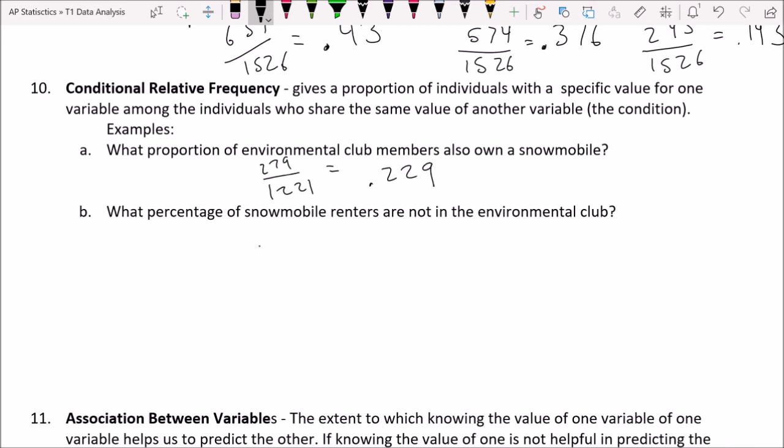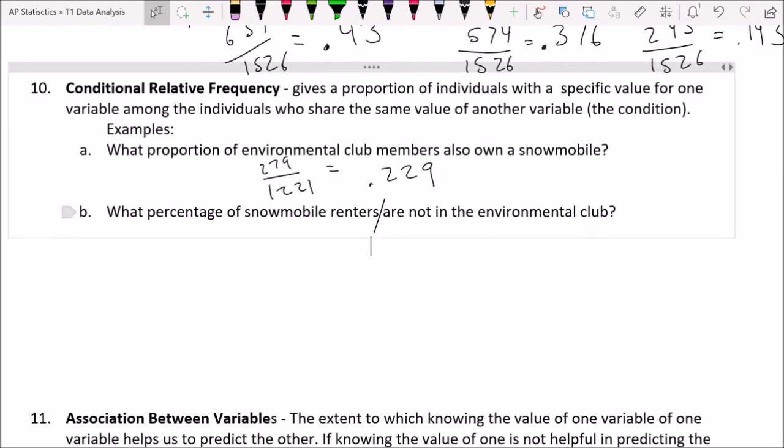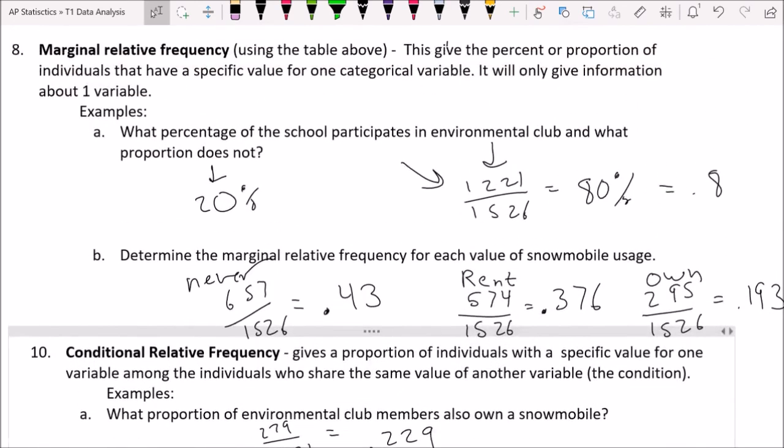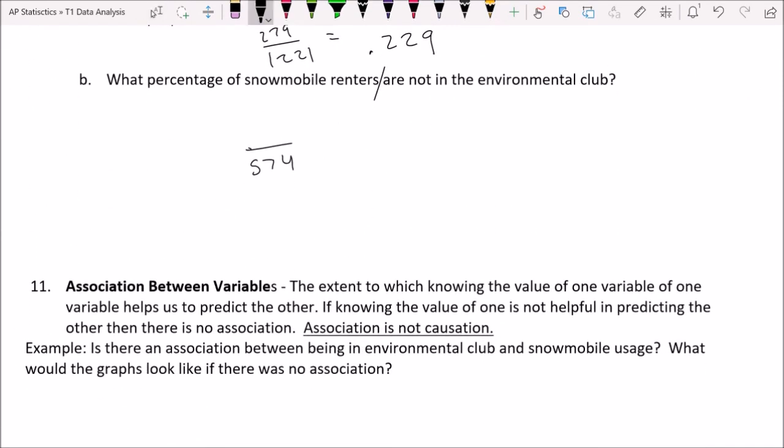Part B. What percentage of snowmobile renters, pause, how many snowmobile renters are there? Rents a snowmobile, 574. So the denominator here is 574. Are not an environmental club. So out of those 574, let's go find how many are not in the environmental club. So 574, not an environmental club is 77. So that is 77 divided by 574. And they asked for percentage, that is 13.4%.